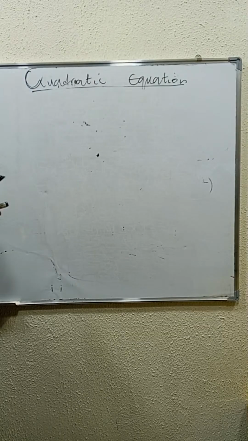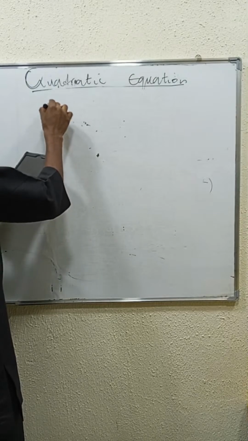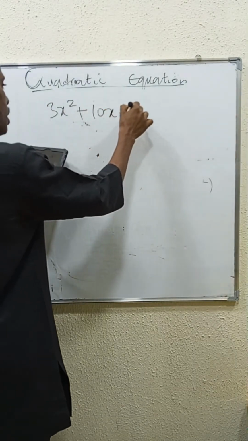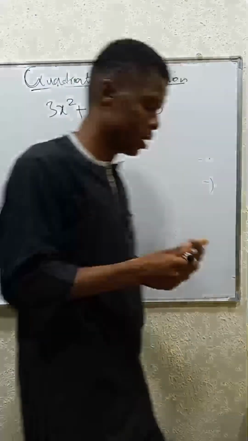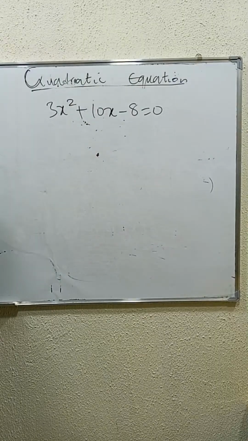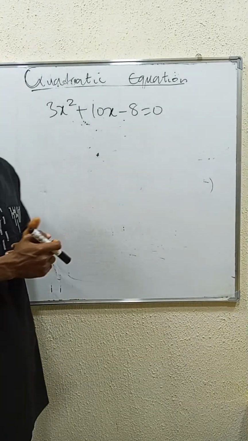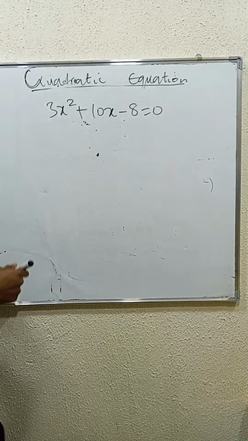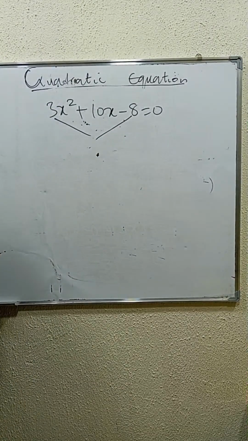So let's look at number 20. From here we have 3x squared plus 10x minus 8 equals 0. To solve this, our goal is just to find the value of x. To find the value of x, multiply the first and the last terms. If you multiply, what are you getting?